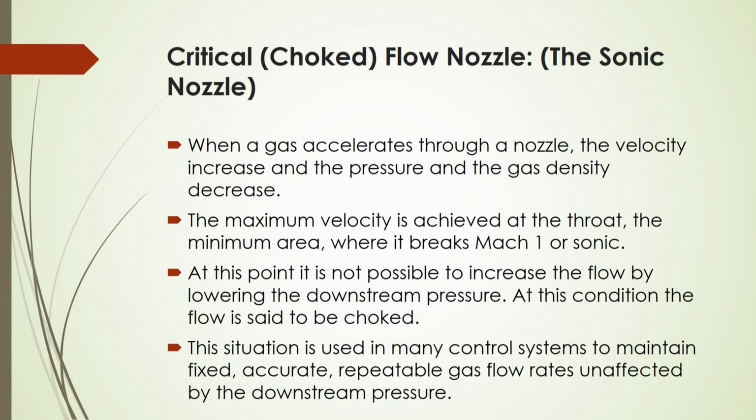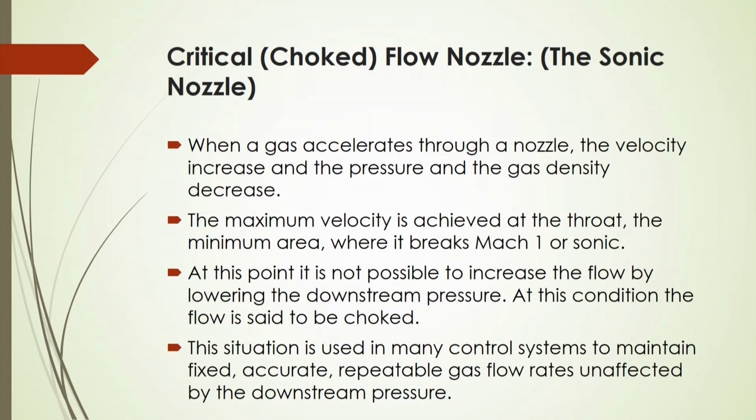At this point it is not possible to increase the flow by lowering the downstream pressure, as we discussed earlier, and at this condition the flow is said to be choked. This situation is sometimes used in control systems to maintain fixed, accurate and repeatable gas flow rates that are unaffected by the downstream pressure. That is why this flow nozzle is sometimes called a sonic nozzle, where it operates at Mach number equal to 1, the sound velocity, for measuring gas or air flow rate.